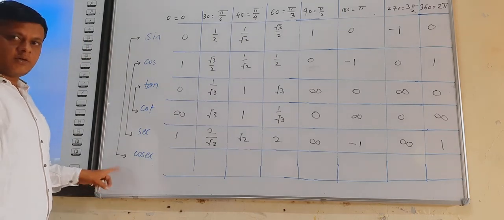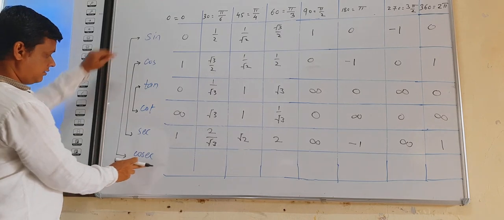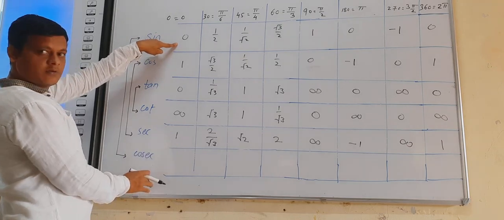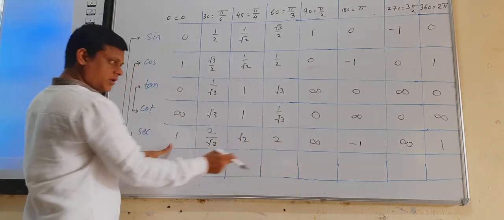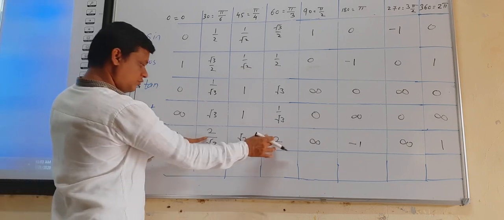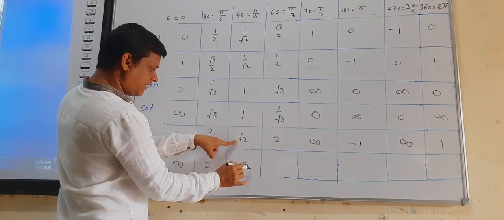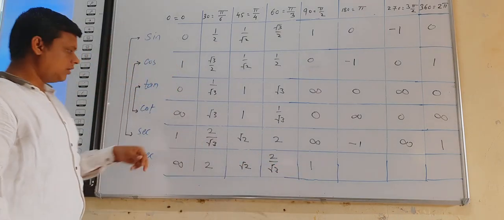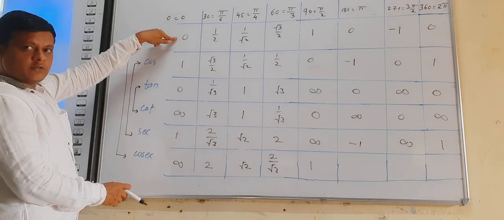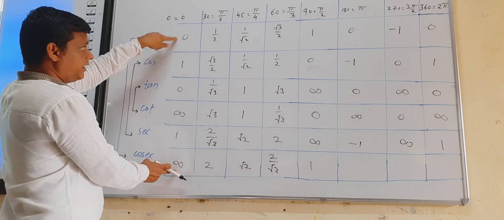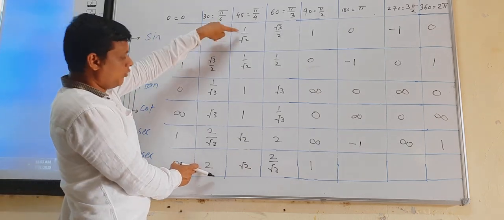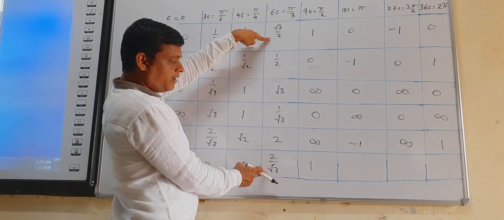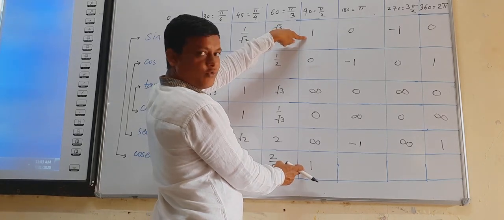Now for cosec, repeat the same procedure. For cosec, pair of cosec with sine, so take the reciprocal of this, or you can write this in reverse order: infinity at first place, 2 at second place, root 2 at third place as it is, 2 upon root 3 and 1 up to this. Or you can check: 0 upon 1, that is 1 upon 0, its reciprocal is infinity, 1 by 2 its reciprocal is 2, 1 by root 2 its reciprocal is root 2, root 3 upon 2 its reciprocal is 2 by root 3, reciprocal of 1 is 1 upon 1.